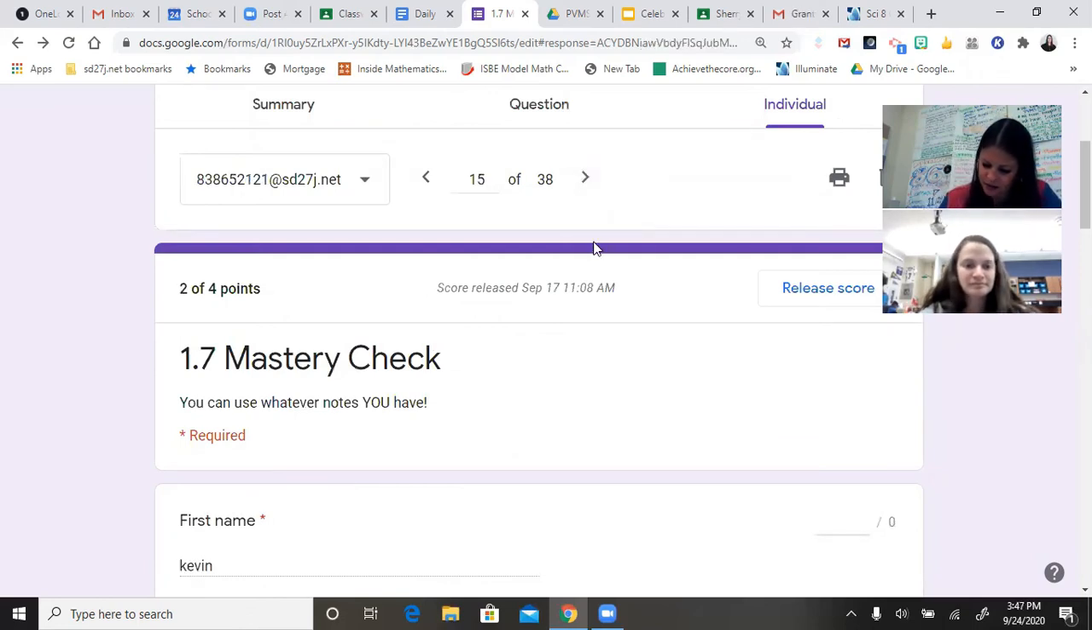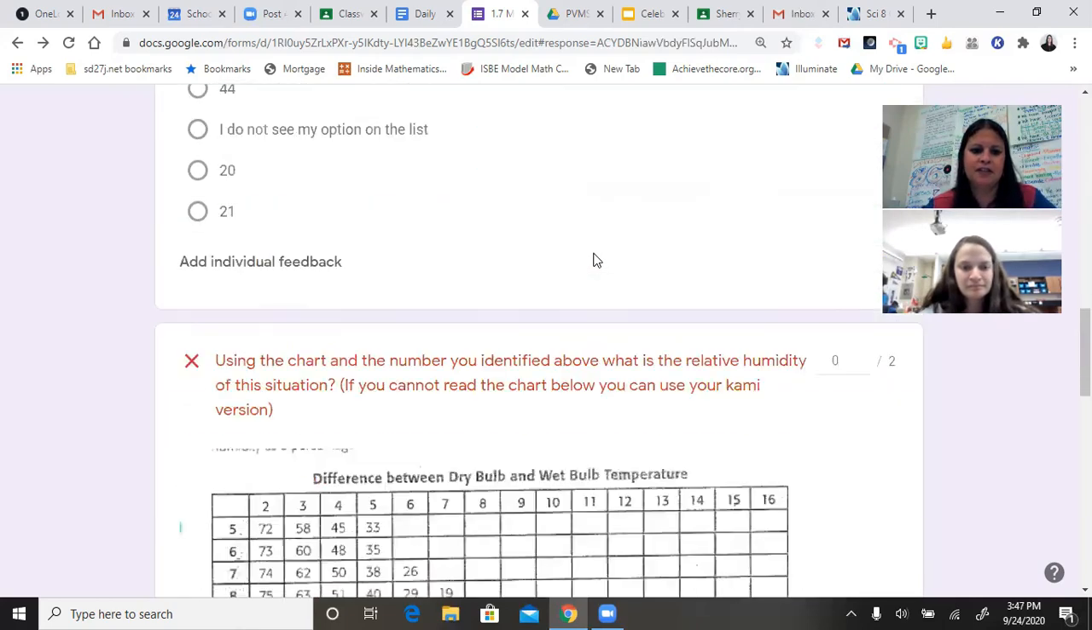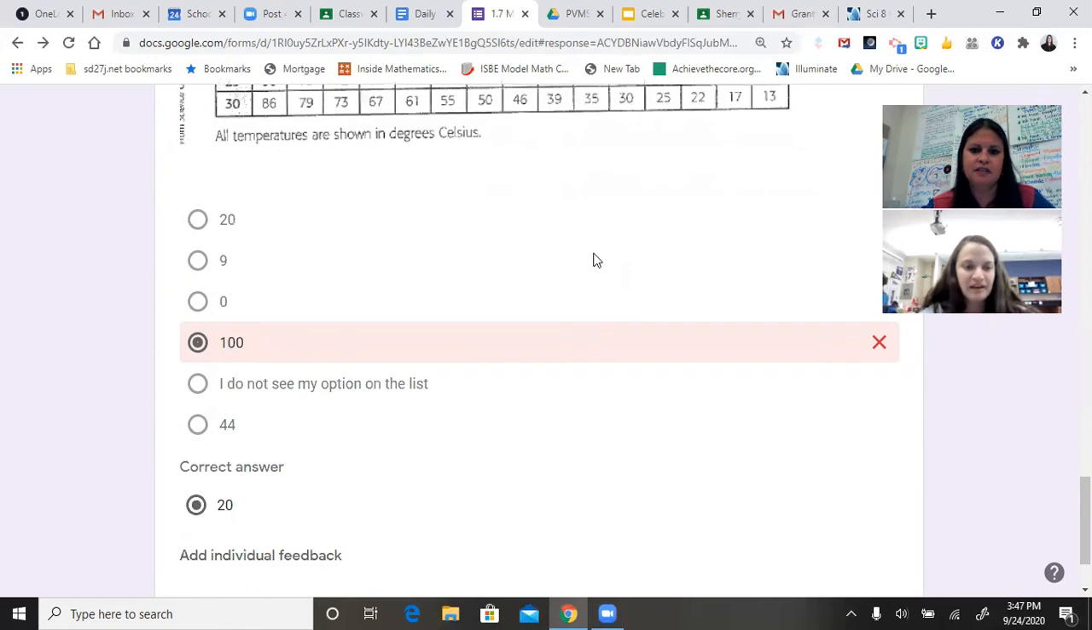Kevin, 2 out of 4. So he was able to find the difference, yay, but then he wasn't sure what to do with it once he got there.